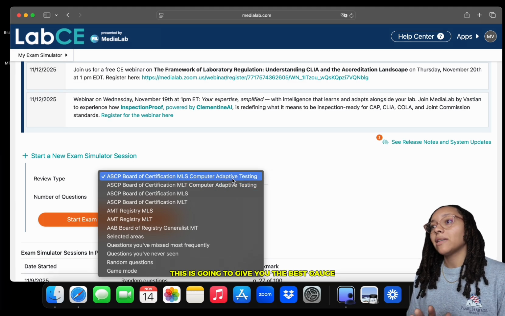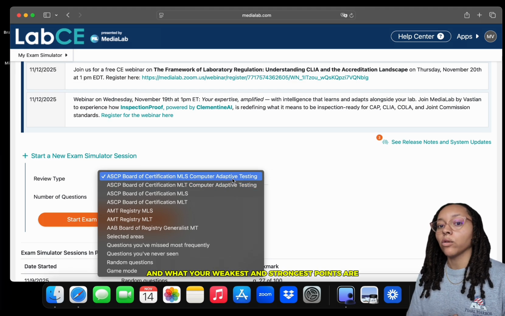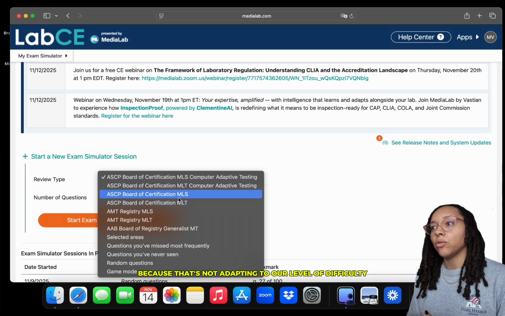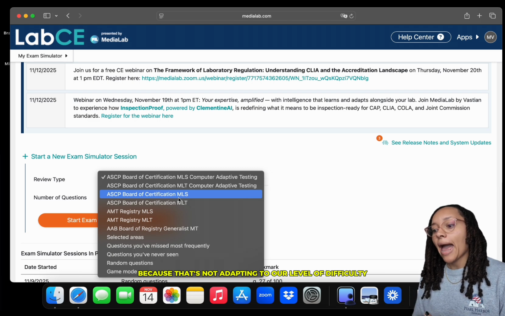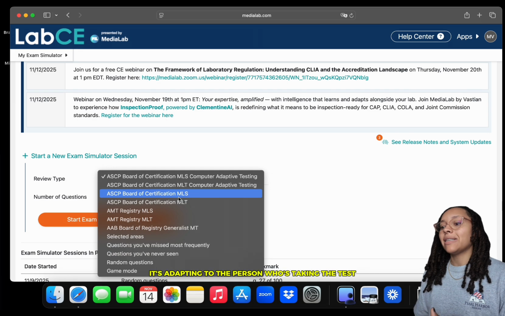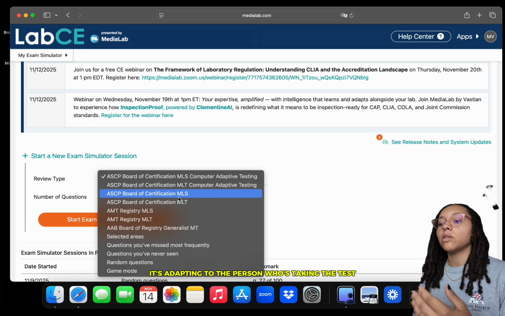This is going to give you the best gauge as to where you're scoring and what your weakest and strongest points are. We don't want to do just a regular ASCP BOC because that's not adapting to our level of difficulty as the computer adaptive testing is. If you don't know what computer adaptive testing is, it's adapting to the person who's taking the test.